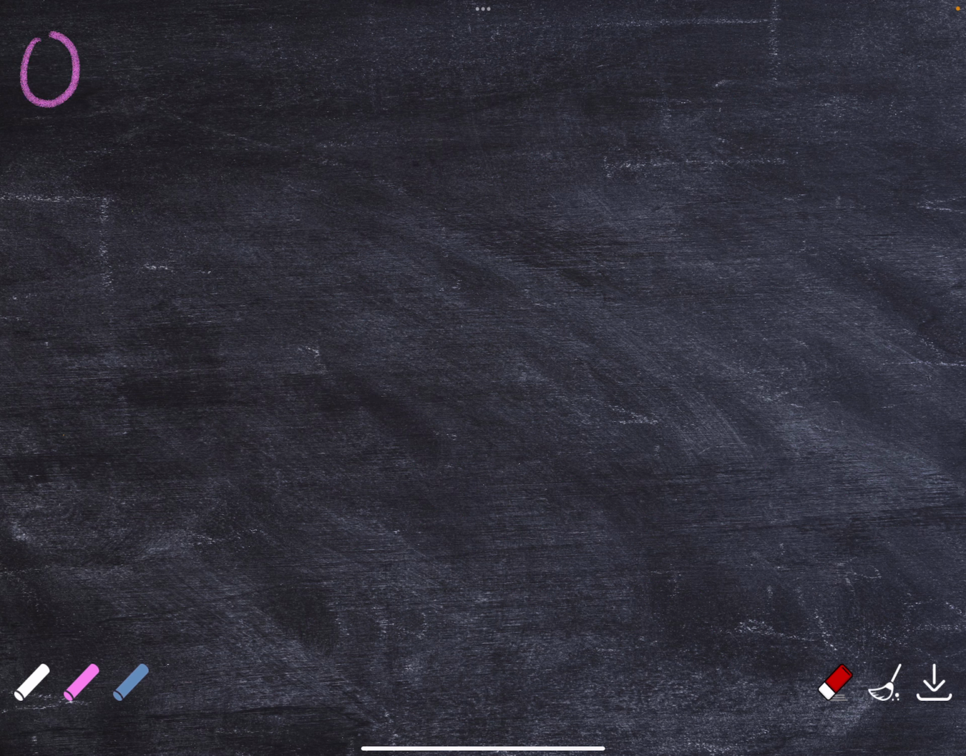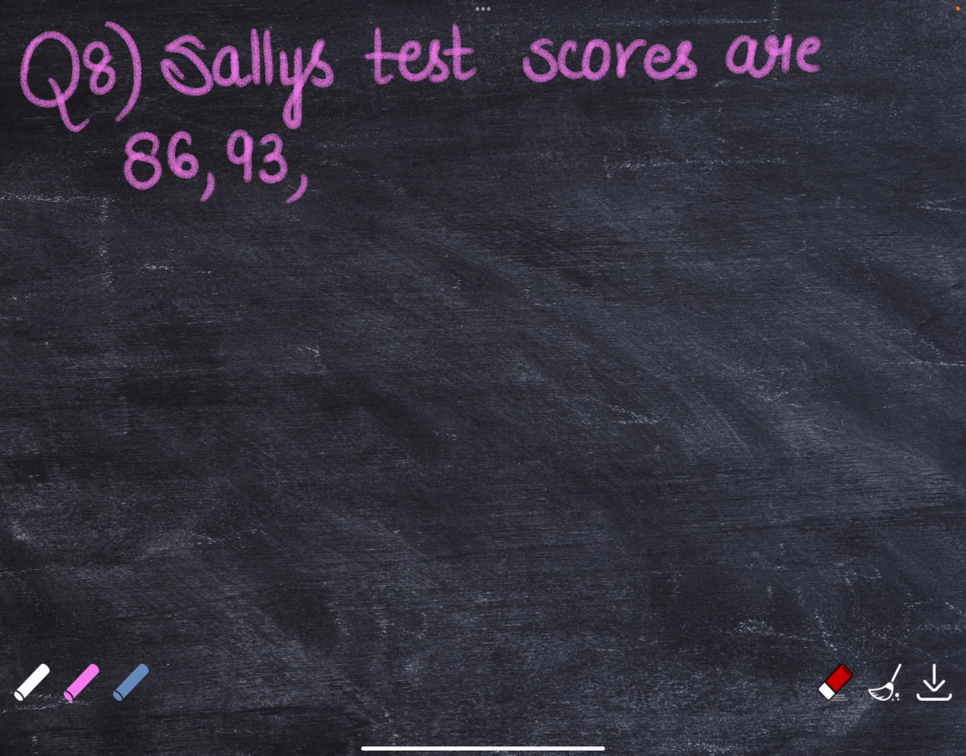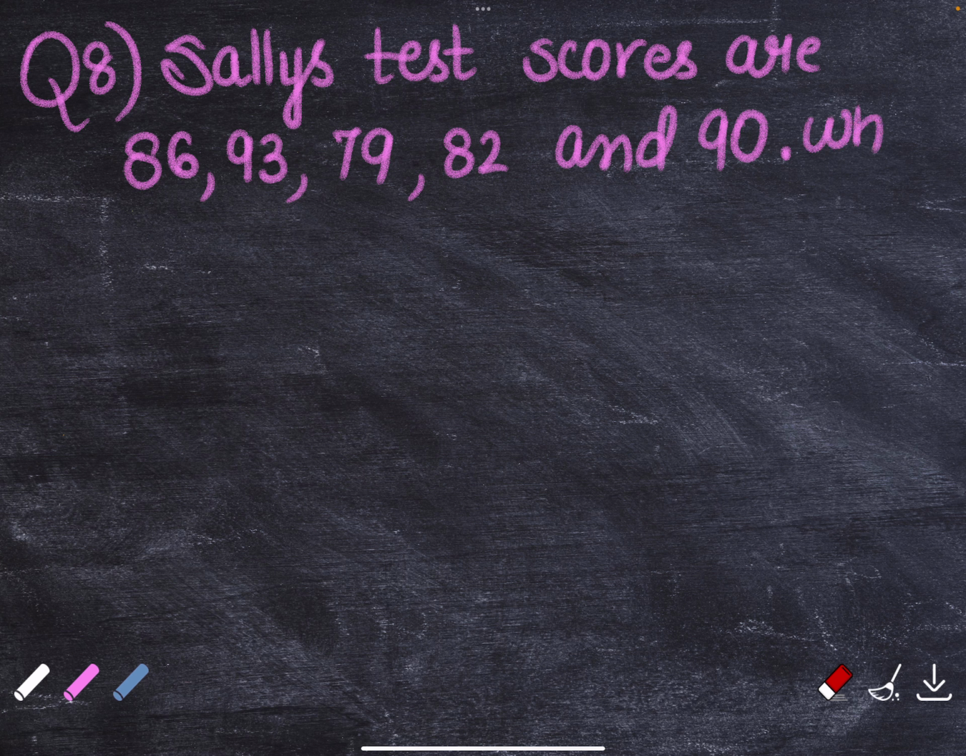All right, question number 8 for ACT. Sally's test scores are 86. So there are a couple of scores we are copying: 93, 79, 82, and 90. So certain tests are provided and the scores are provided to you. And they are asking you a very simple question: what was her average? Her average test score. That means on an average, what was her score?